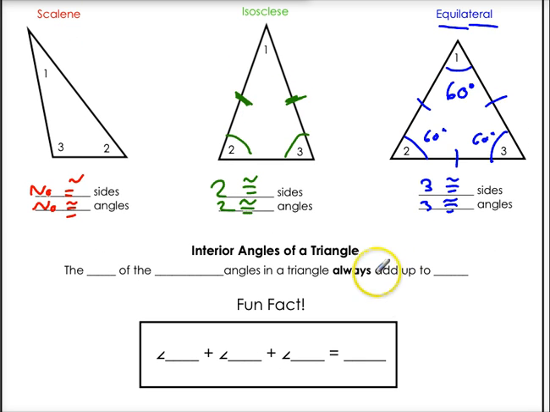Now, an interesting fact about triangles is that the sum of the interior angles, so that's the angles on the inside, interior means inside, always add up to 180 degrees. Every triangle, doesn't matter if it's scalene, isosceles, or equilateral, will always add up to 180. So in each one of these triangles, angle 1 plus angle 2 plus angle 3, no matter what I'm looking at, will always add up to 180 degrees. We're going to be using this fact today to solve some interesting problems. And by interesting, I mean interesting.